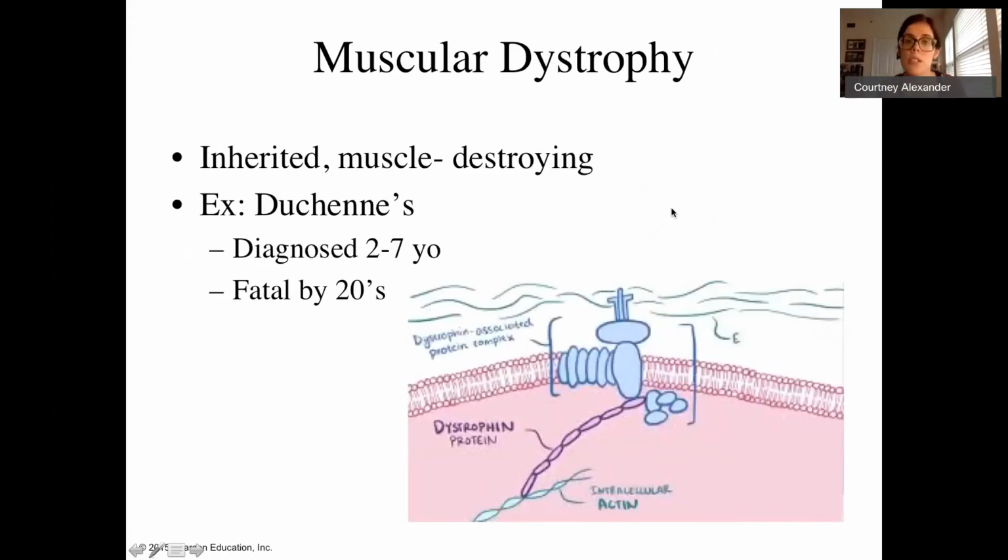Let's talk about two diseases. The first is muscular dystrophy. This is an inherited muscle-destroying disease, and it's a class of diseases, so there are multiple types of muscular dystrophy. The one we're going to focus on for this class is Duchenne's because it's the most common. It's usually diagnosed when the child is 2 to 7, and unfortunately, this is a disease that's fatal by the time the person is in their 20s, usually from respiratory failure. It's an issue with the dystrophin protein, which helps stabilize the sarcomeres in your muscle.